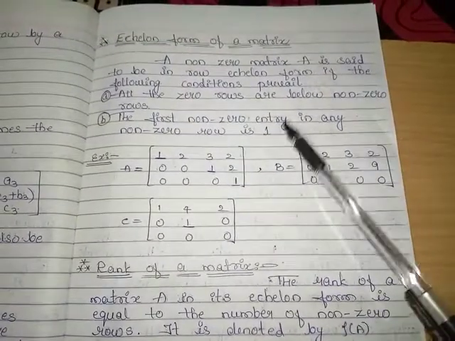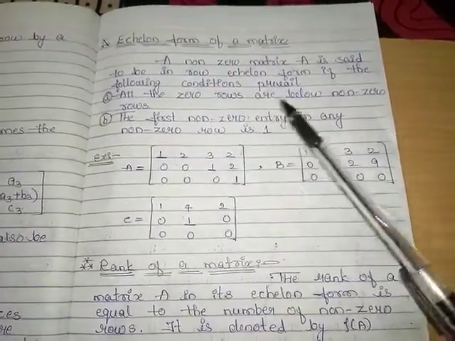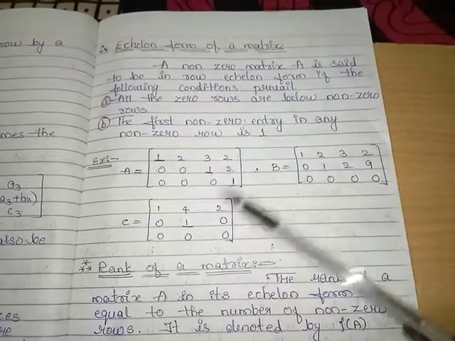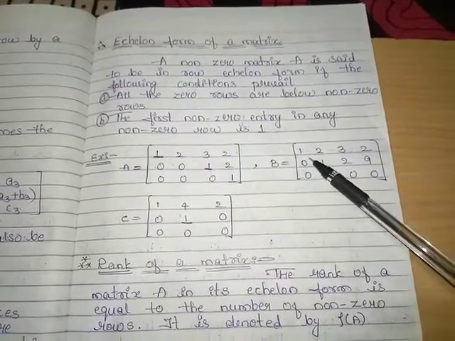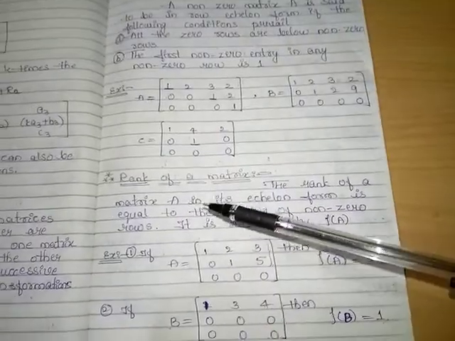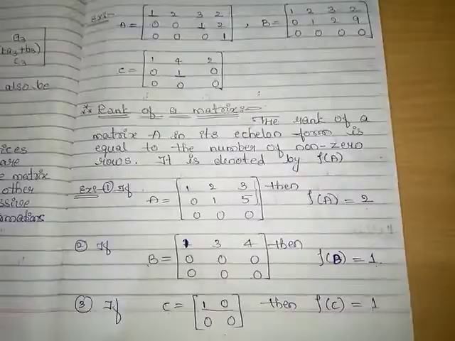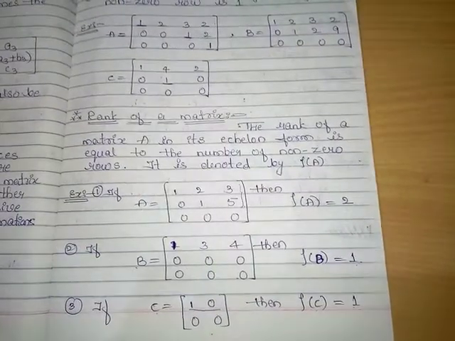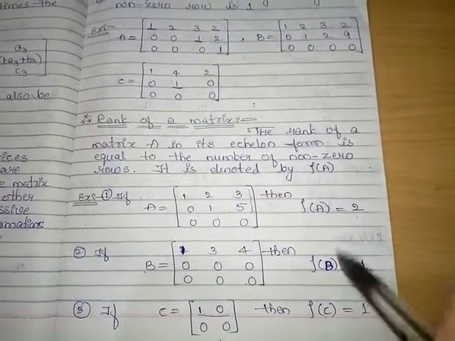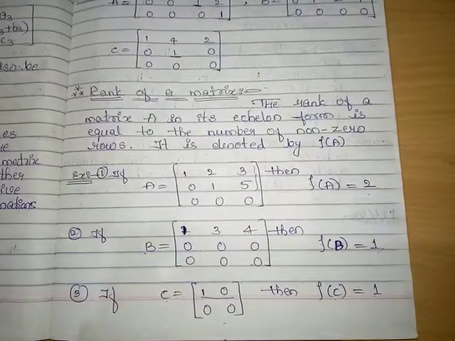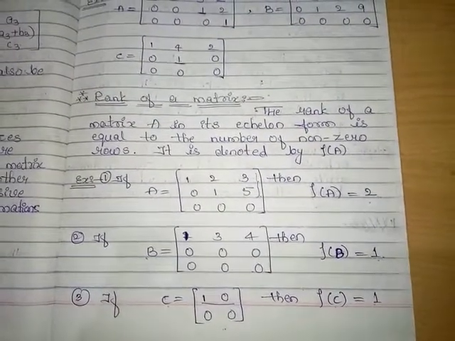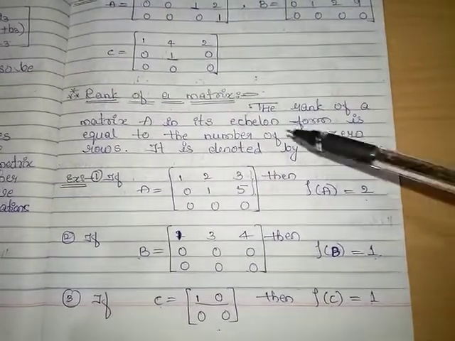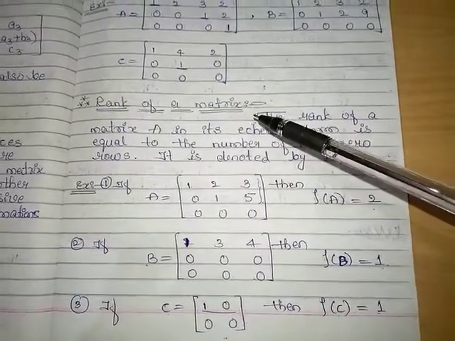We discussed the definition of echelon form of a matrix by comparing examples, and also what the rank of a matrix is and how to get the rank for a given matrix. Before going to the examples, once again I will explain this definition, that is the rank of a matrix.